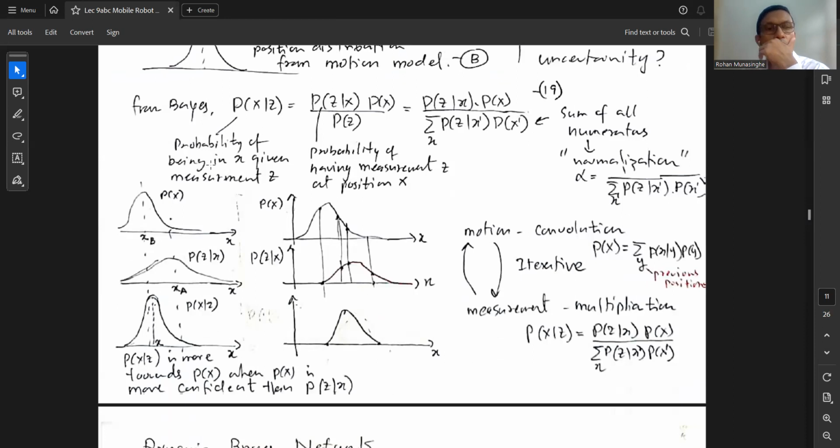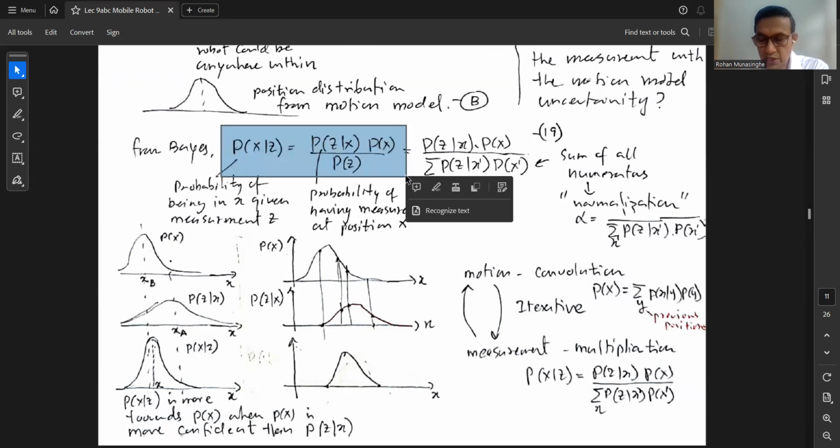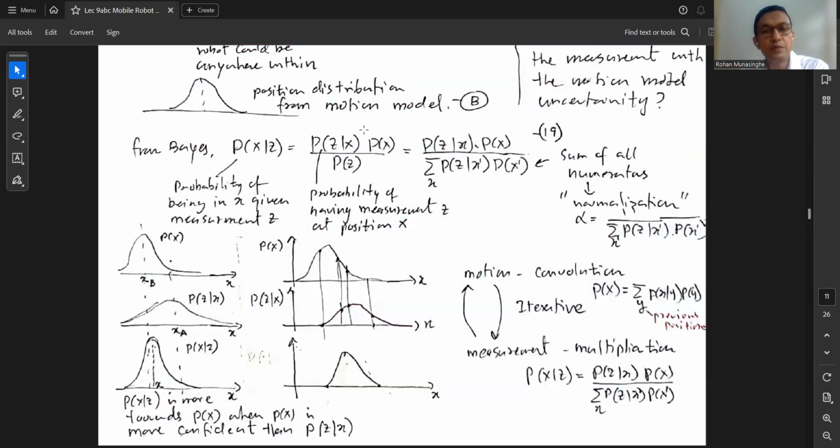Now, according to the Bayes theorem, this is how we calculate the probability density function using the measurement. So how is it done? Here you have P(x), the probability density function you have already achieved based on your vehicle dynamics.